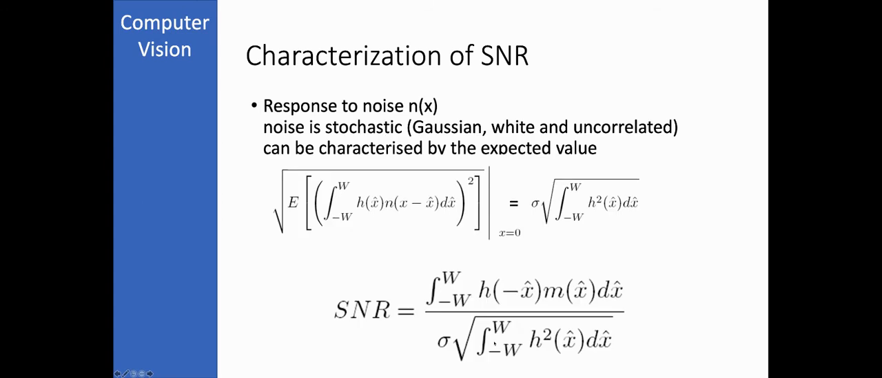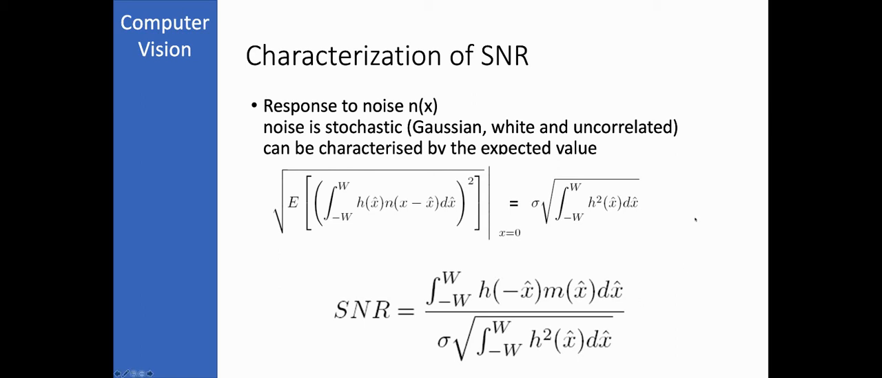Now, the response of the same filter to pure noise, assuming that the noise is Gaussian, white, and uncorrelated, can be characterized by the expected value given here. And the expectation is over the noise parameter. If you do the math for this, you see that the expected value at the edge location, meaning x equals 0, will give you something like this. Notice that this is the standard deviation of the noise model that we assume, and this is simply the square of the system, of the filter.